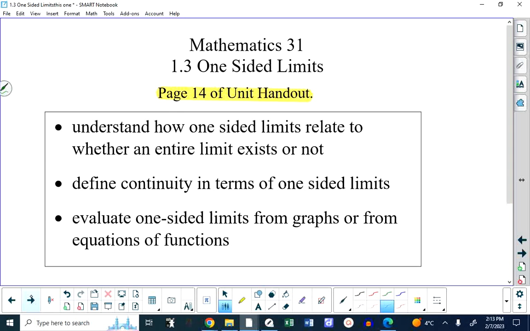And in Unit 2, when we learn about how to graph functions without a graphing calculator, there's going to be a point where I'll say, that's why we need to know about one-sided limits. But since we're learning about limits, we're going to talk about one-sided limits here. So we need to understand how one-sided limits relate to what's called an entire limit. And we'll get to that in a bit. We also need to define continuity in a more sophisticated way than you probably think of continuity. We would say that a graph is continuous.